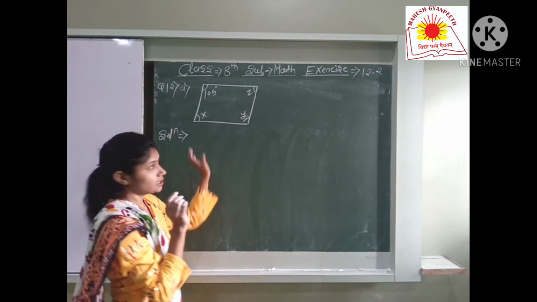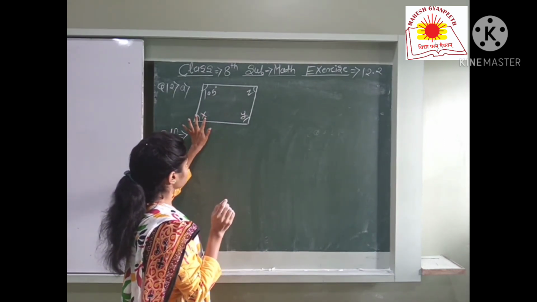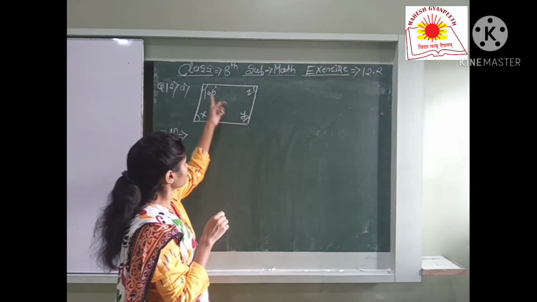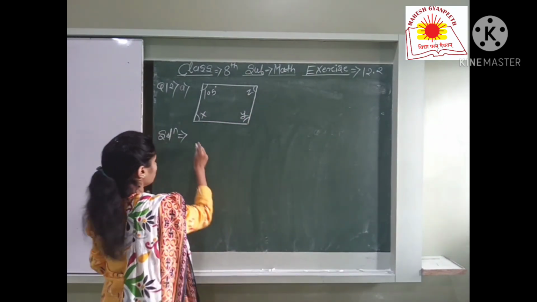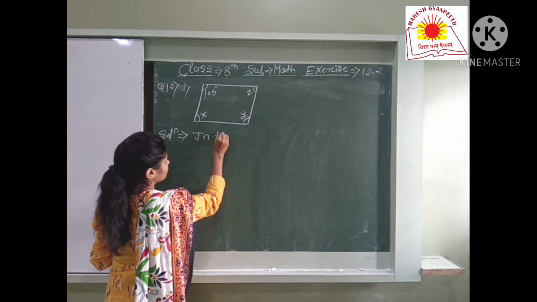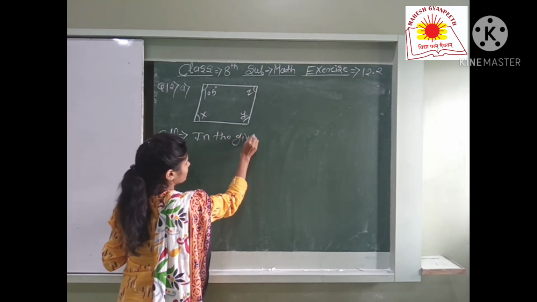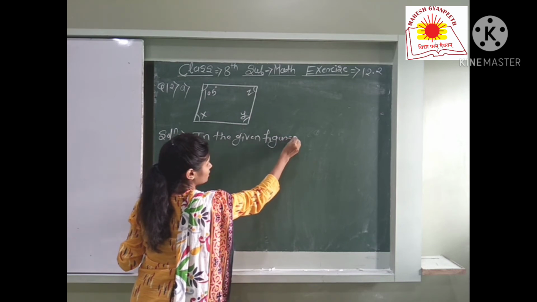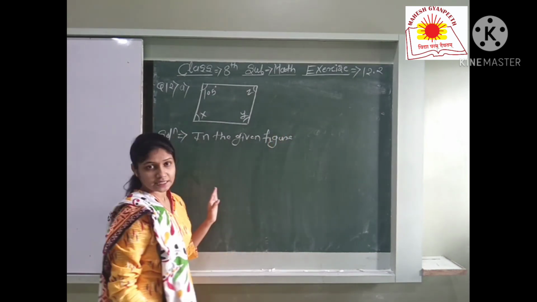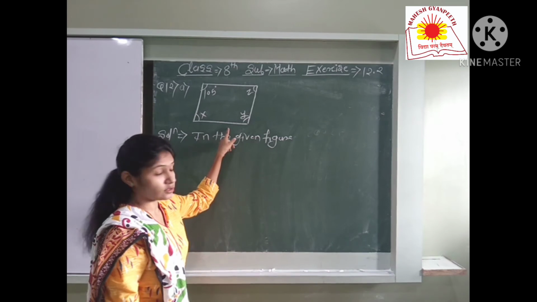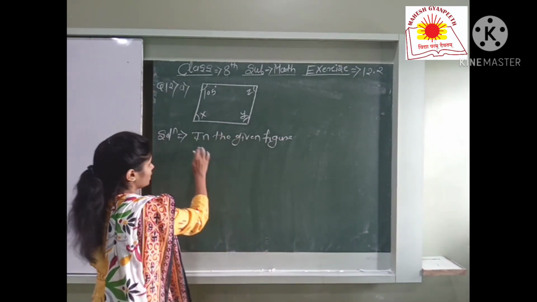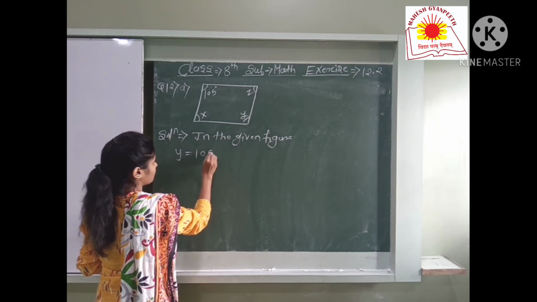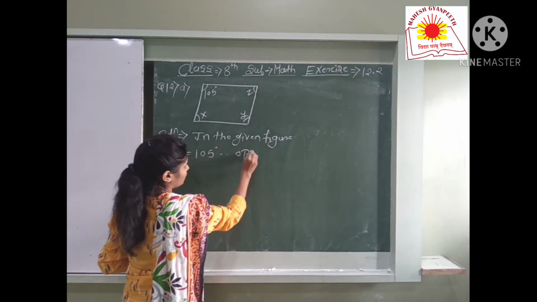See student, in this given figure, x is the opposite angle of z, and y is the opposite angle of 105. In each and every question it is compulsory to draw the figure. In the given figure, y is equal to 105 because of opposite angles.